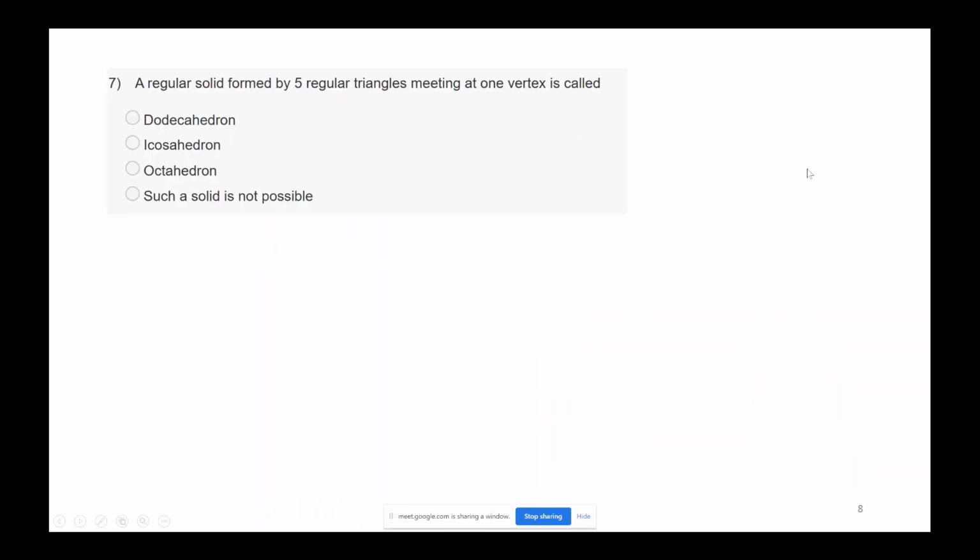Now the 7th question is, a regular solid formed by 5 regular triangles meeting at one vertex is called? Your options are dodecahedron, icosahedron and octahedron, or such a solid is not possible. So your answer will be, in case of 5 regular triangles, icosahedron.